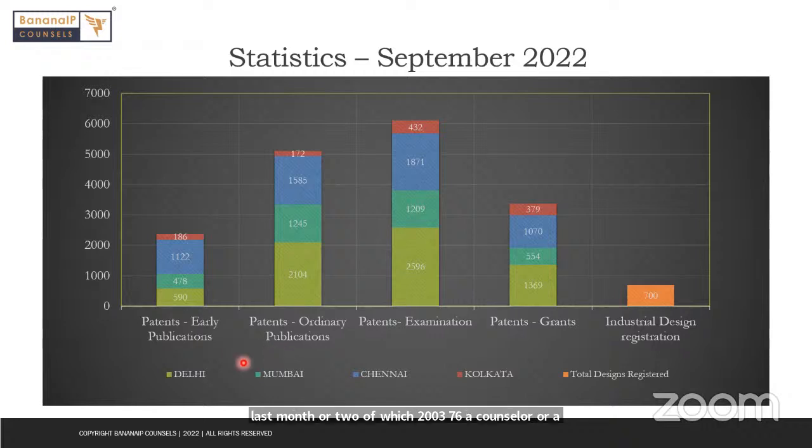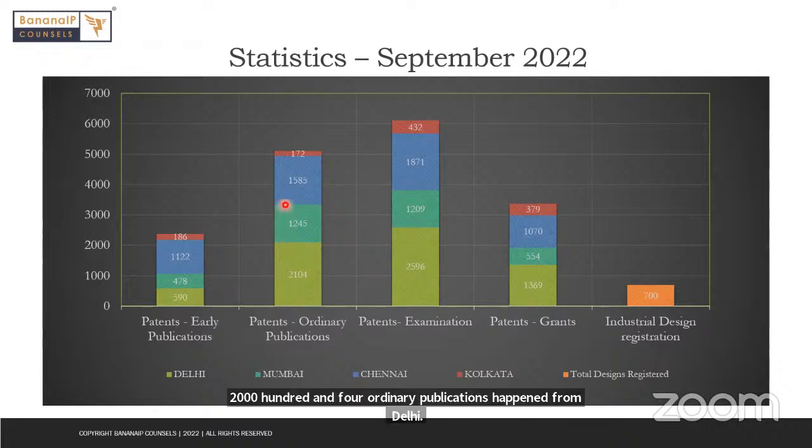Out of 2,376 early publications, 590 early publications happened from Delhi jurisdiction, 478 from Mumbai, 1,122 from Chennai, and 186 happened from Kolkata jurisdiction. Out of 5,106 ordinary publications, 2,104 ordinary publications happened from Delhi, 1,245 from Mumbai, 1,585 from Chennai, and 172 from Kolkata jurisdiction.